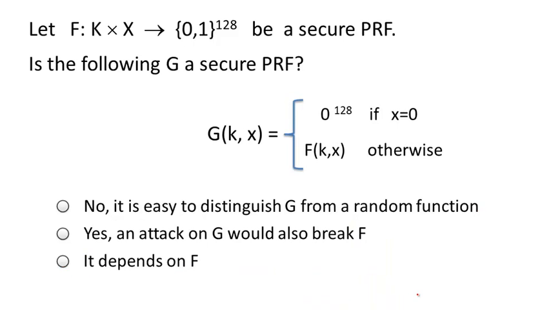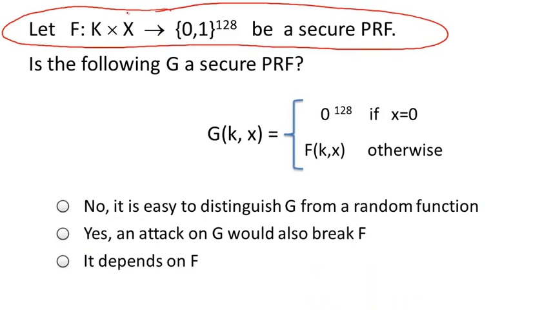Okay, so let's look at a simple question. Suppose we have a secure PRF. We know that this PRF F happens to be defined on the set X, and it outputs 128 bits every time. It cannot be distinguished from a truly random function from X to {0,1}^128. Now we're going to build a new PRF, let's call it G, defined as follows. If X is equal to 0, always output 0. Otherwise, if X is not equal to 0, just output the value of F. So my question to you is, do you think this G is a secure PRF?